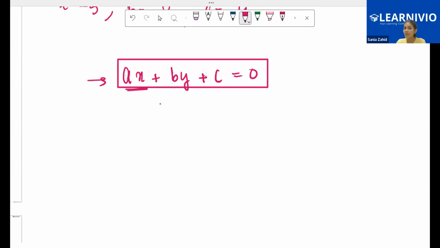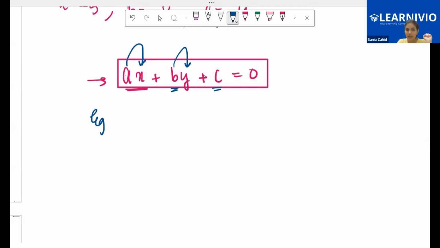What is my variable over here? X. And what is A? A is the number attached with X. That is known as the coefficient of X. Similarly, B is the number attached with Y, known as the coefficient of Y. What is C? C is the constant term.